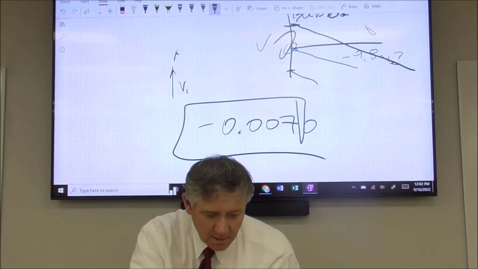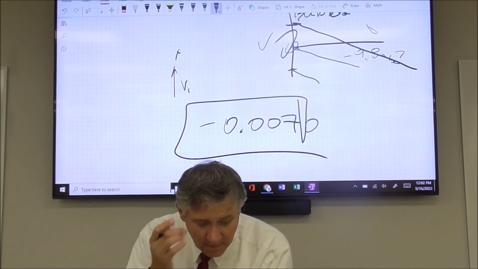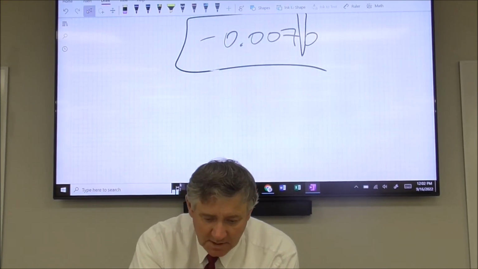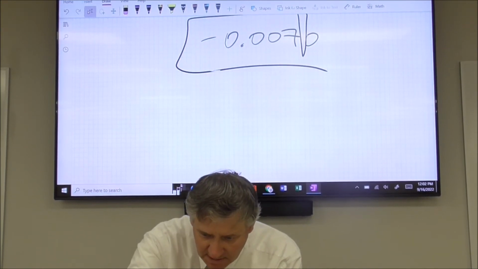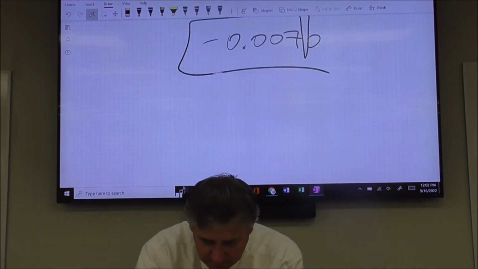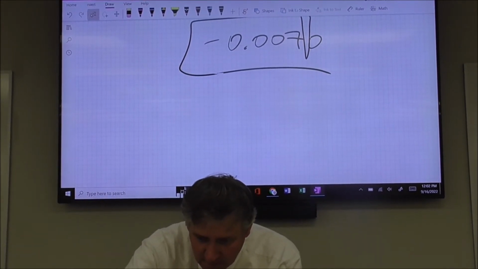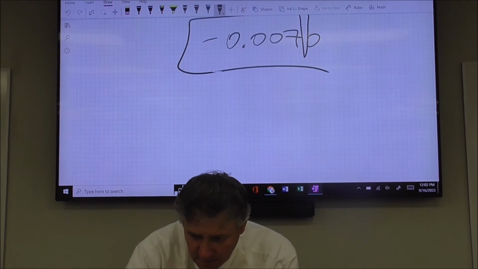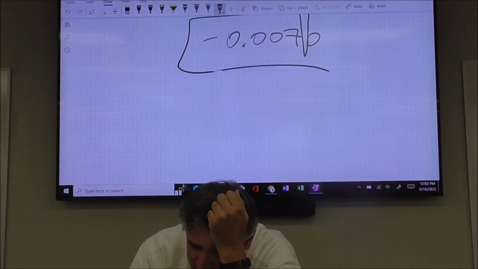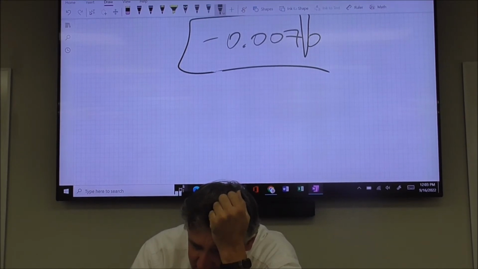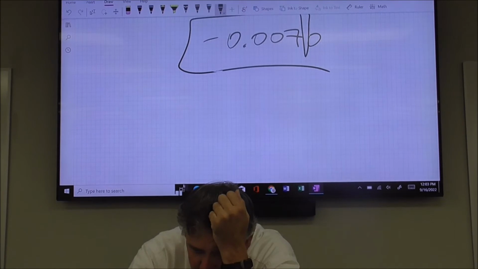Okay. So on number 10, here's the deal. That's not 8. Taylor, what's the initial velocity of the ball? Okay, so there's your V naught, right?